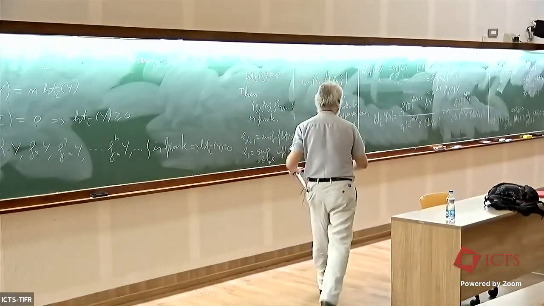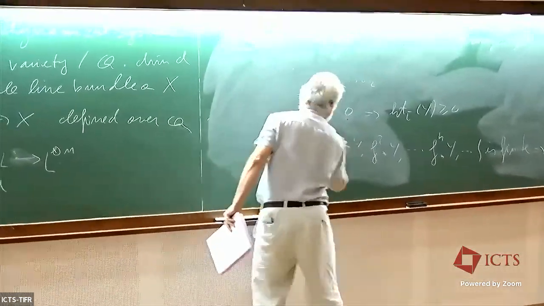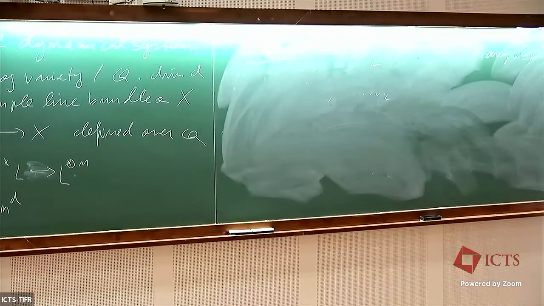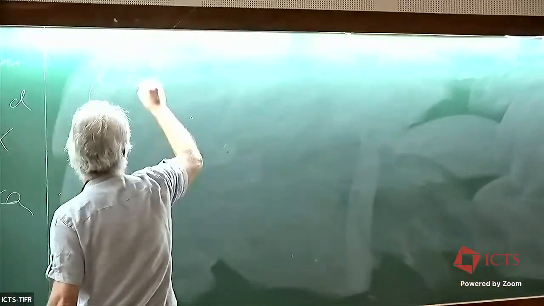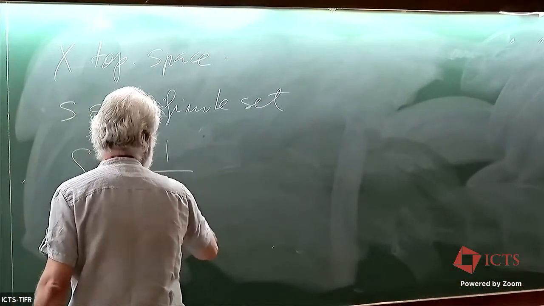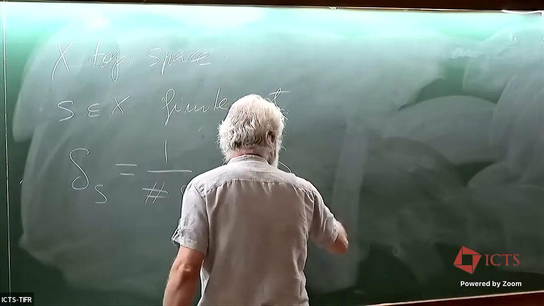So let's start with a topological space X, for instance, one of these Berkovich analytic spaces or a complex manifold. And now I have S inside X, a finite set. The point is that I don't have a notion of convergence of finite sets. So I need to go to another space. So I will introduce a measure, delta of S, that is a probability measure defined as 1 over the number of points in S, times the sum over all points P in S of the Dirac delta measure at the point P.